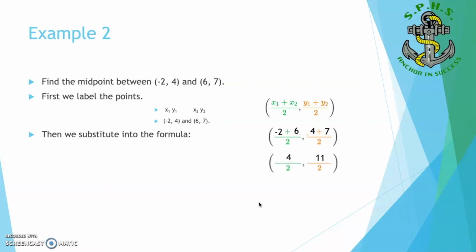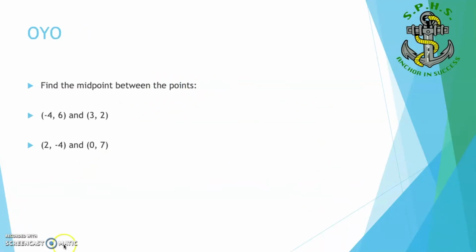-2 plus 6 is 4, so we have 4 over 2, and 4 plus 7 is 11, so we have 11 over 2. 4 divided by 2 is 2, and 11 divided by 2 is 5.5. This point is the point exactly in the middle between these 2 points. On your own, find the midpoint between these points. Question 2.